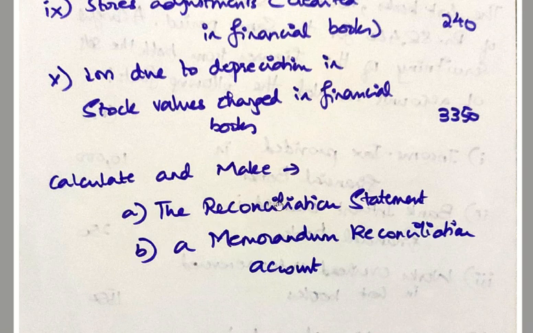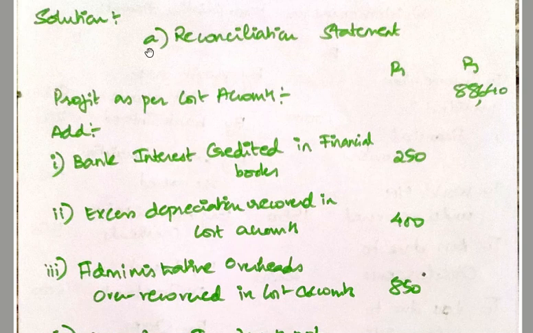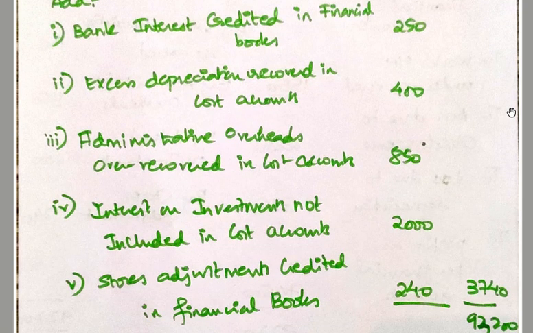So now you are supposed to make the reconciliation statement and the memorandum reconciliation statement. So now let us start with the reconciliation statement. You start with profit as per cost account, which they have given in the question, 88,640. Whatever I have told to be added, so the incomes and the over absorption of overheads always will be added.